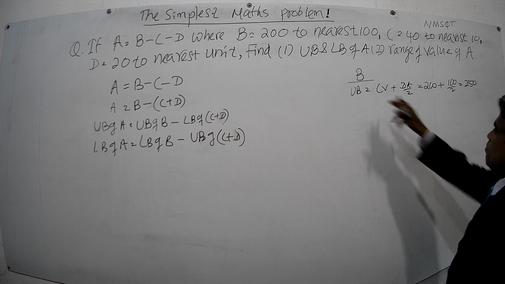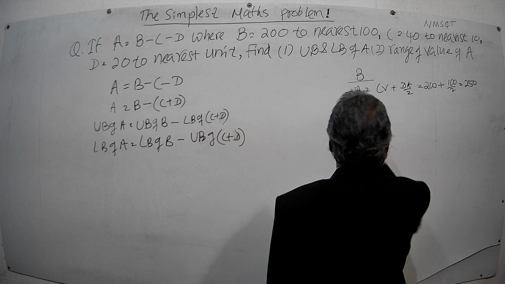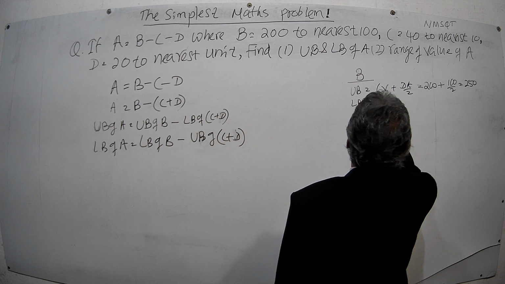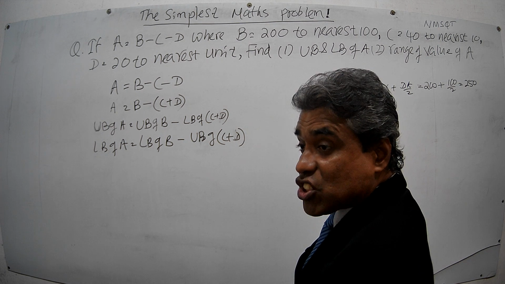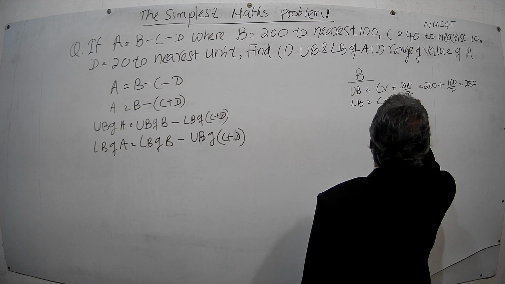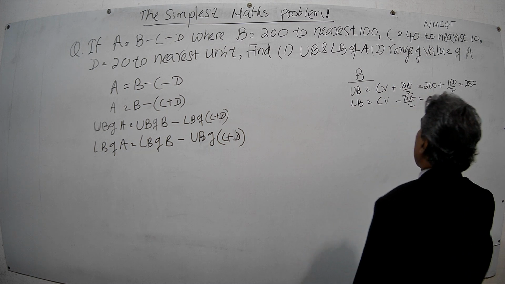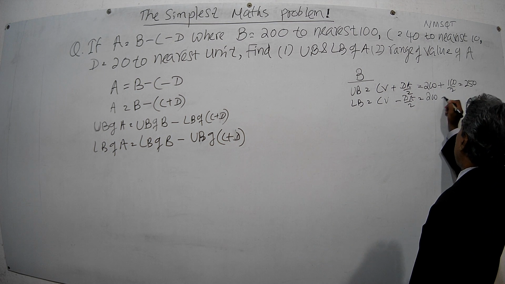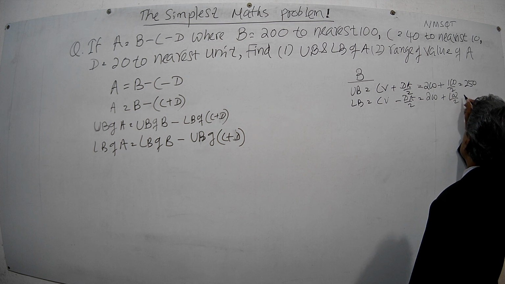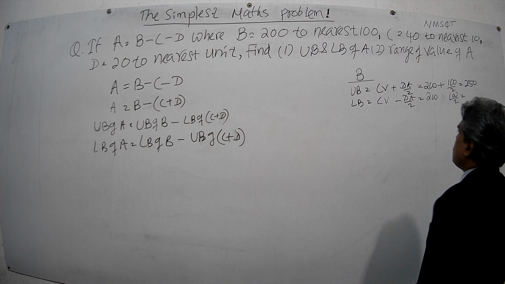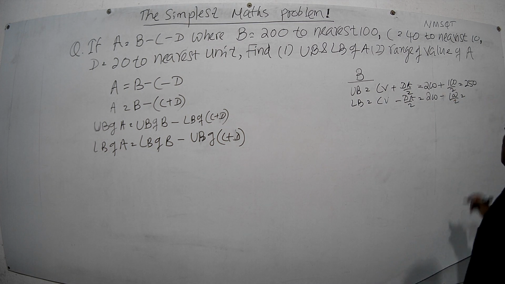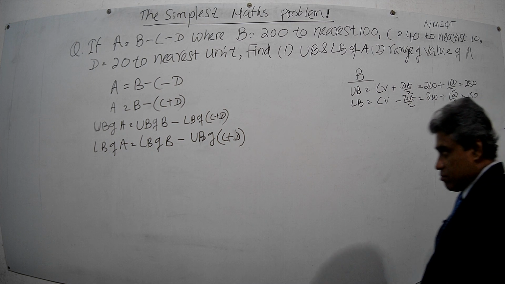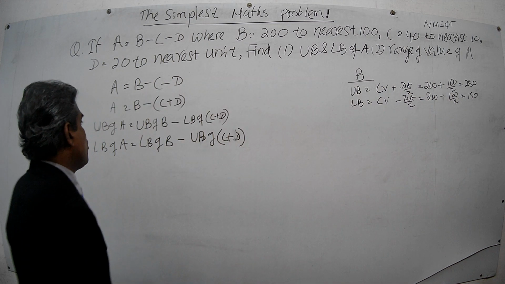That will be the upper bound of B. Then you get the lower bound of B. What is the formula? The lower bound of a single corrected value is the corrected value minus the degree of accuracy over 2. The corrected value is 200, minus 100 over 2, which means 200 minus 50. The lower bound is 150. So we found the lower bound and upper bound of the single corrected value B.